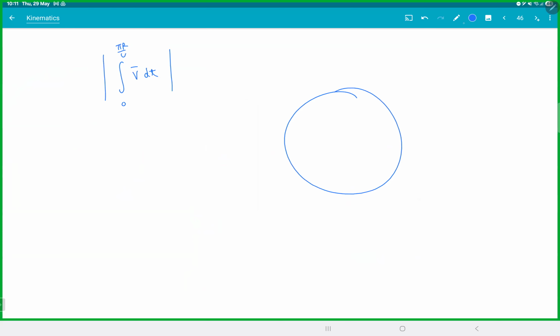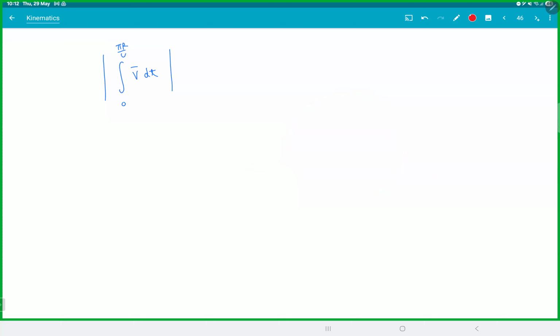See, if a particle is going in a circle, here the velocity is u j cap, here the velocity is minus u j cap. What is the change? 2u, na? But what is the change in speed? 0. Are you getting the difference? You have to do vector subtraction.